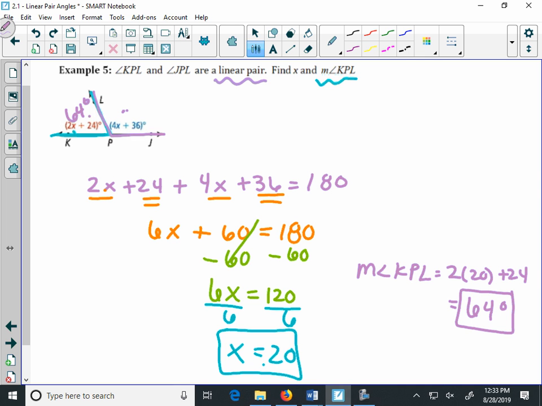Okay? So another way, if you're given one angle and you want to find the other one and you know they're a linear pair, you can just do 180 minus 64. And what do we get when we do 180 minus 64? 116. So we know this angle is 116.